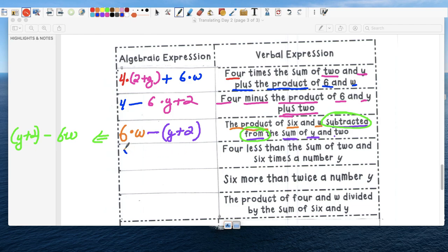4 less, so again 4 is 4. Less than, it's a subtraction. Remember, we're going to turn this around later, so just wait a little bit. So 4 less, subtract, right? The sum, so let's put the sum in parentheses, plus, right? And who are we adding? 2. I need a little bit more room, sorry. It's a sum, right? Of who? Of 2. And the other one is 6 times a number. There we go.